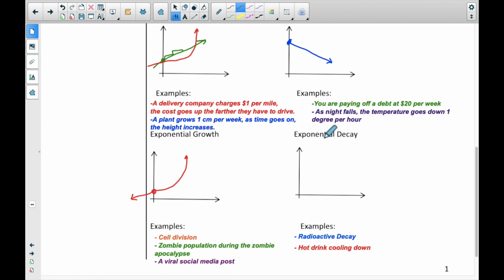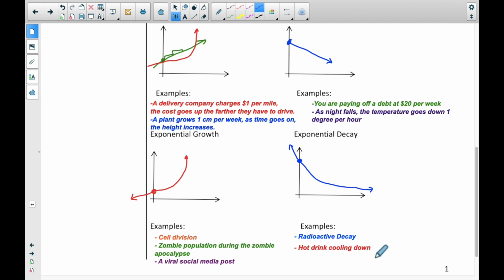Okay, exponential decay, similar deal. Exponential decay will have a starting point. You've got a lot of something, and then what happens over time is it decreases, but it just gets smaller and smaller and smaller. So, for instance, radioactive decay. Have you ever heard of half-life? I'm going to put this up here because sometimes it does go that way. Half-life. So you cut it in half, cut it in half, cut it in half, and you just keep cutting it in half. That would be an example.